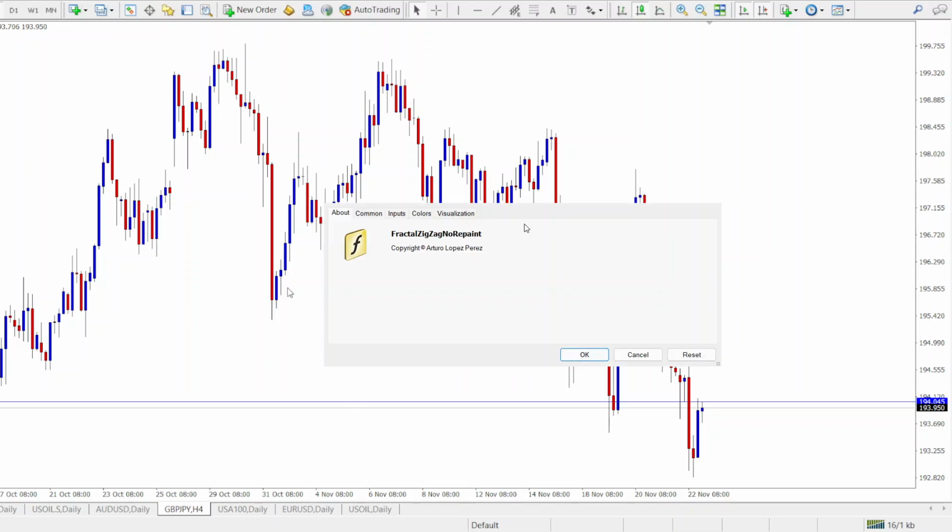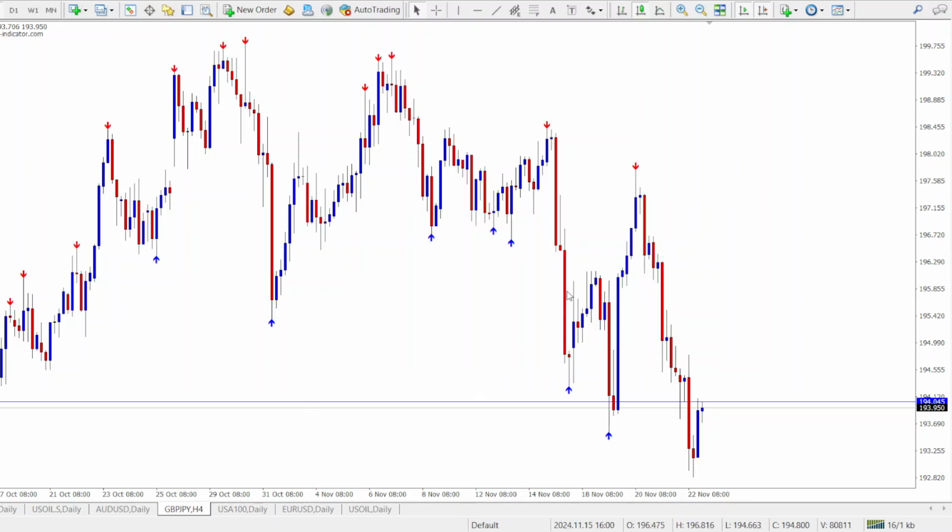The Fractal ZigZag Indicator. So this is how the indicator looks. It's quite straightforward. The indicator is a non-repaint indicator according to the description of the indicator. Now, this indicator tries to offer better features compared to the standard zigzag indicator. Whether you are a beginner or an experienced trader, this indicator aims to offer straight to the point signals, as we can see on the chart.